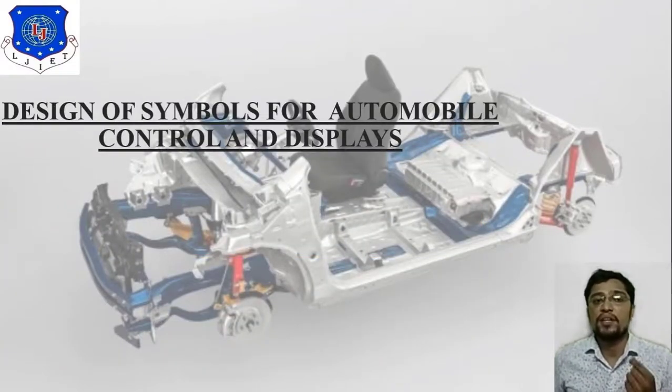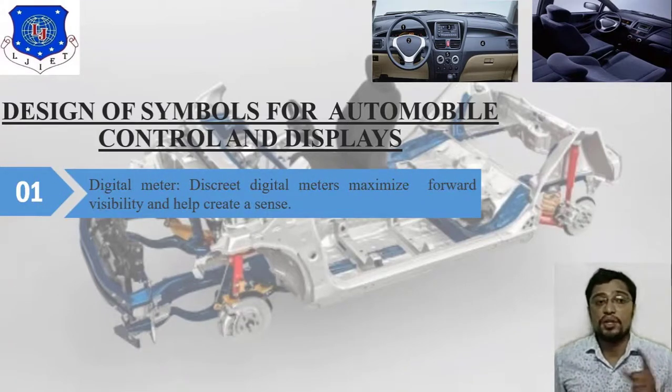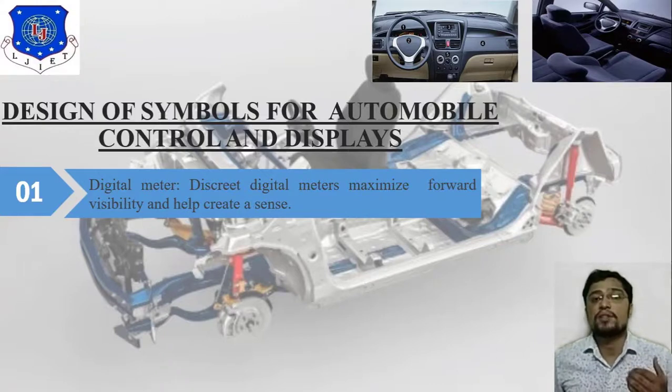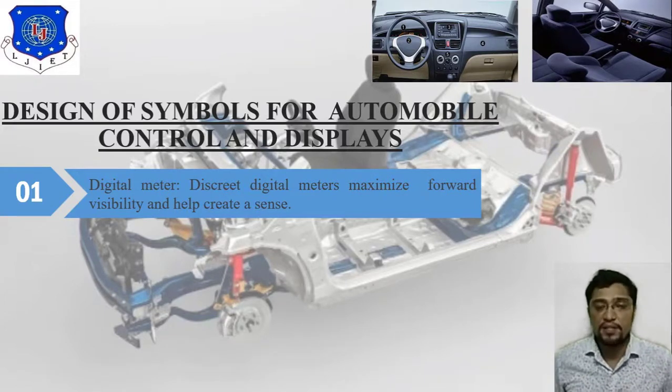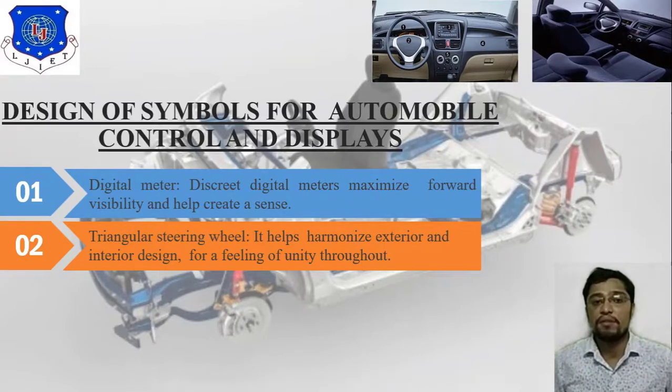Next one, that is design of symbols for automobile control and display. In which we will take four different examples. Here I have attached two different images related to design of symbols for automobile control and display. The first and important one is the digital meter. What is the function of a digital meter? The discrete digital meter maximizes forward visibility and helps create a sense of space. Second one, that is the triangular steering wheel. What is the function of the triangular steering wheel? It helps harmonize exterior and interior design for a feeling of unity throughout.